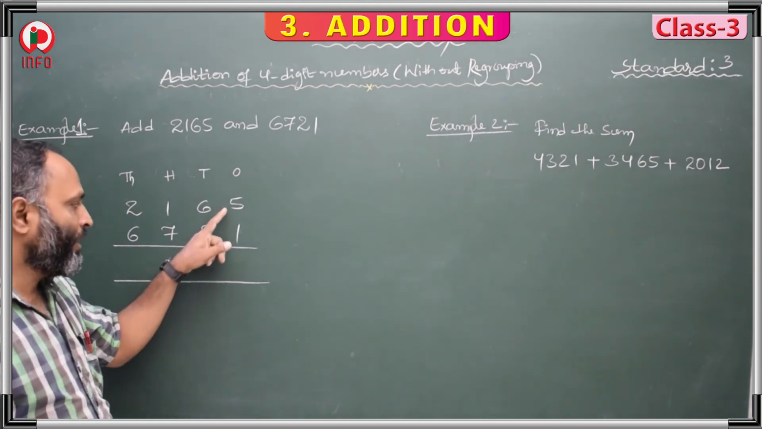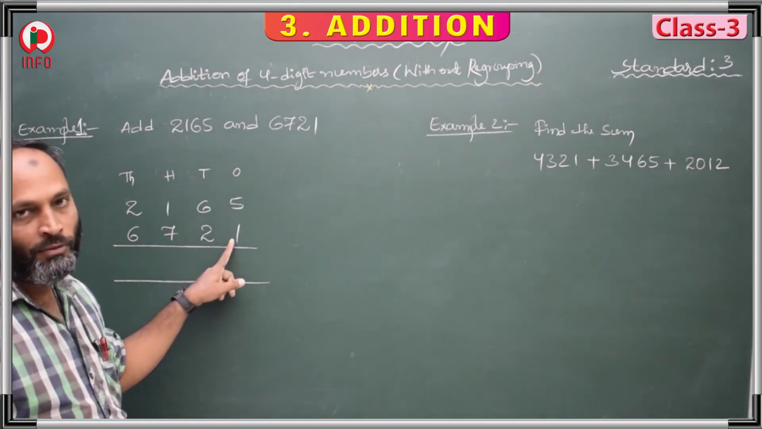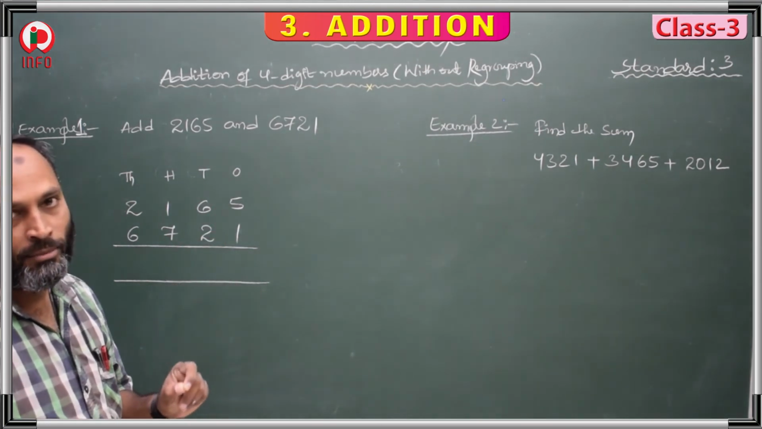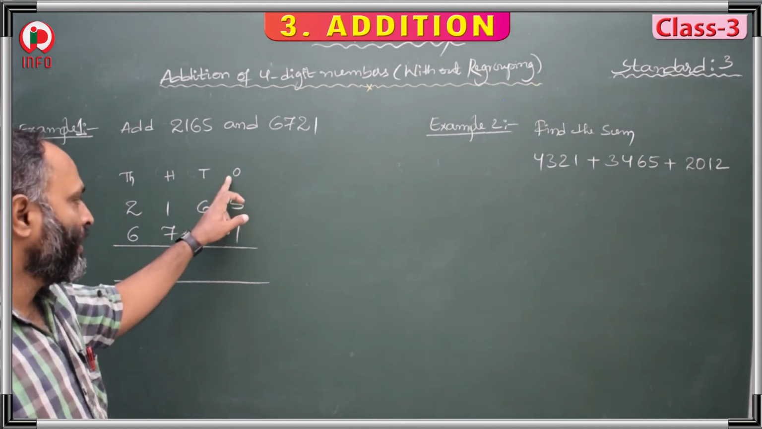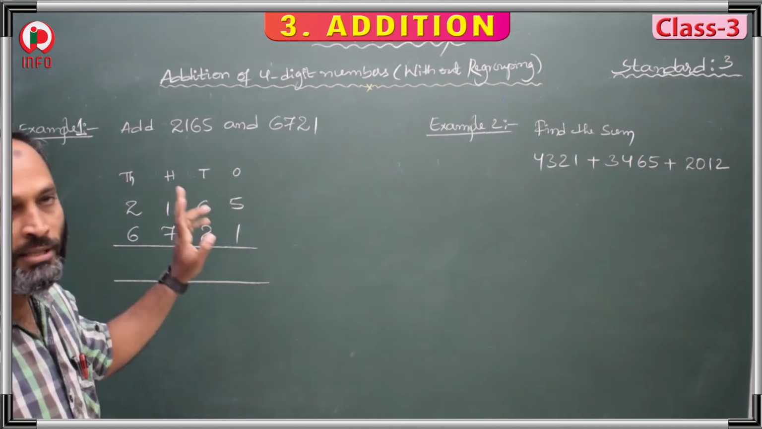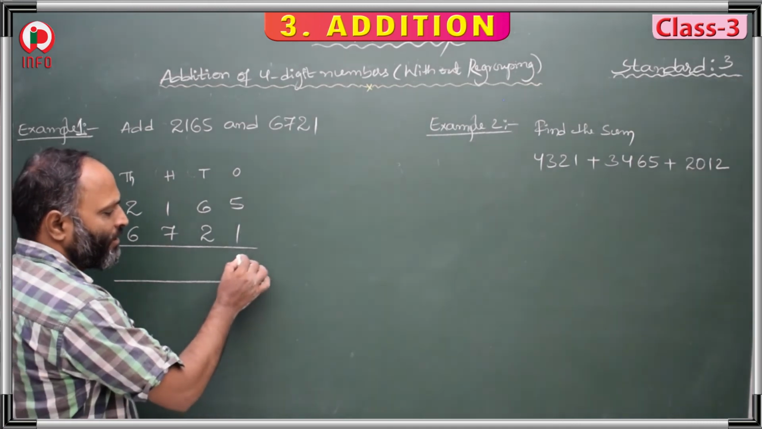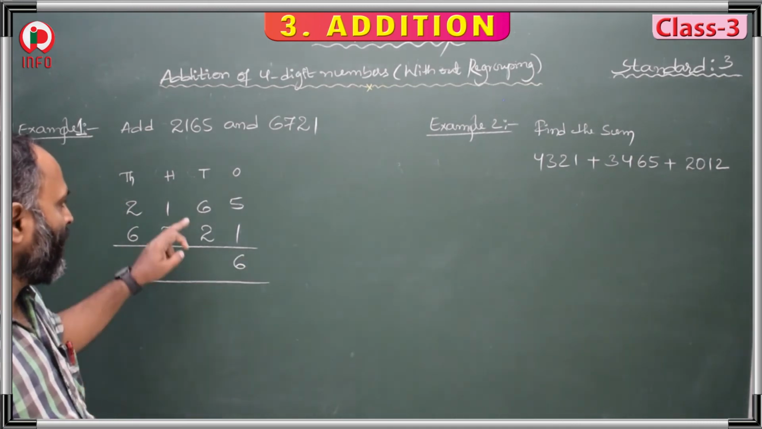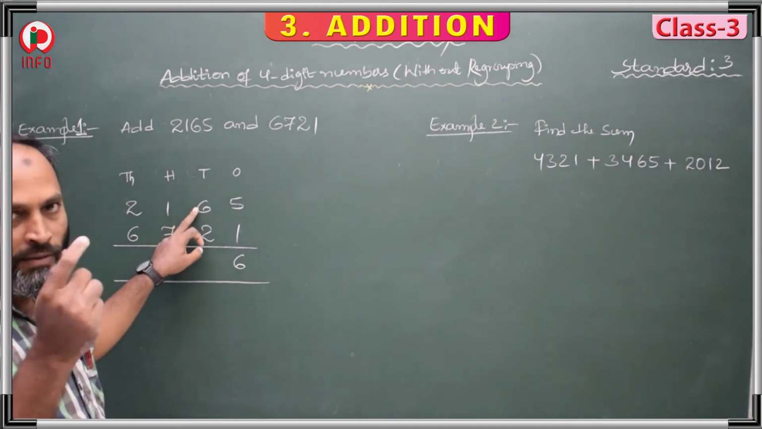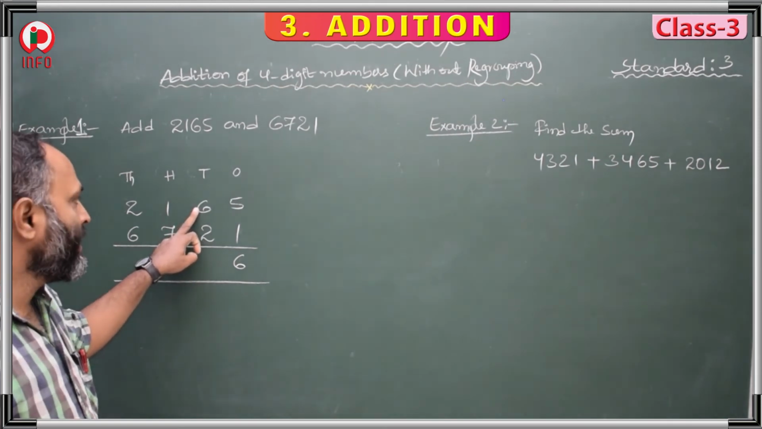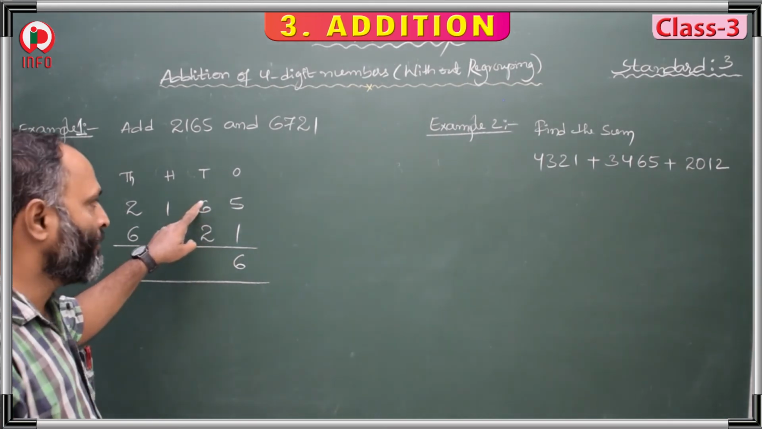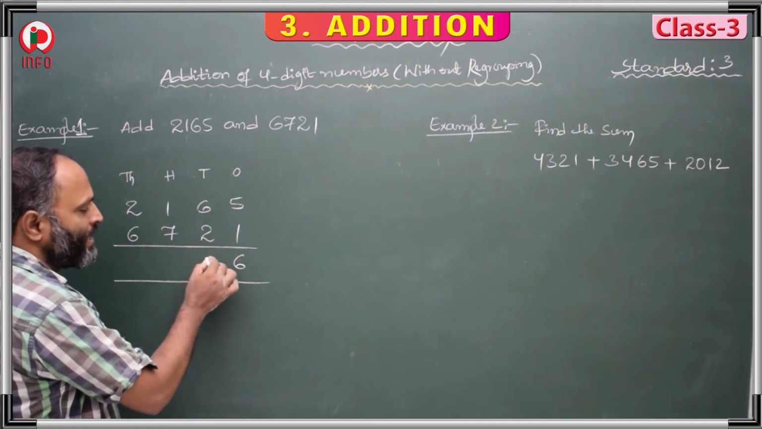Then 5 plus 1 is 6. 6 is a single digit number, so that single digit number we have to take exactly below the ones place. 6. And 6 plus 2, 6, 7 and 8. 8 is a single digit number and we have to write it below the tens place.